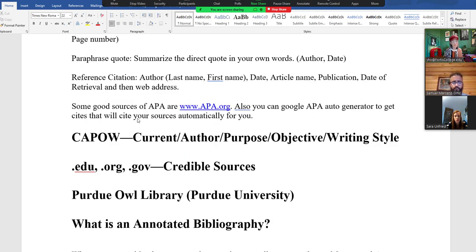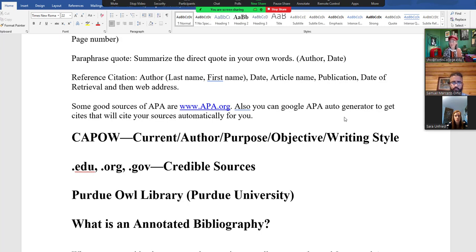When you write your reference citation, you have the author's last name, first name, date, article name, publication, date you retrieved the website, and web address. Some good sources for APA are www.apa.org, or you can Google APA auto generator.